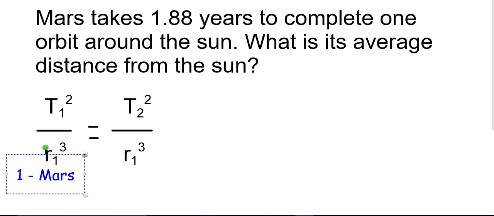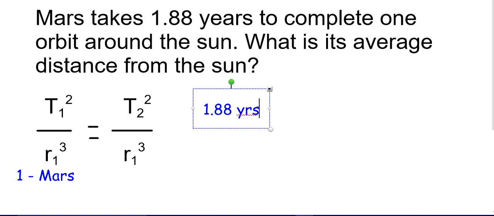And so I'm going to talk about the orbital period of Mars. I'm going to ask myself, do I know what the orbital period of Mars is? Well, yeah, I do. It tells me up here that it's 1.88 years. And then I'm going to want to square that, because it's the orbital period squared. And so I'm just going to plug that straight into the equation like so, and square that. Okay.